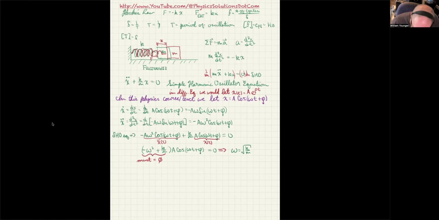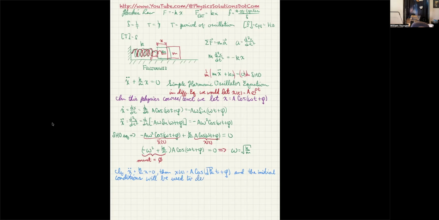So we now know that, and we can tell, for instance, that the solution really is, if the equation is x double dot plus k over m times x equals 0, then x of t should be given by a cosine of the square root of k over m times t plus phi, and the initial conditions will be used to determine a and phi. And we'll do that a little bit later, but that's the key.